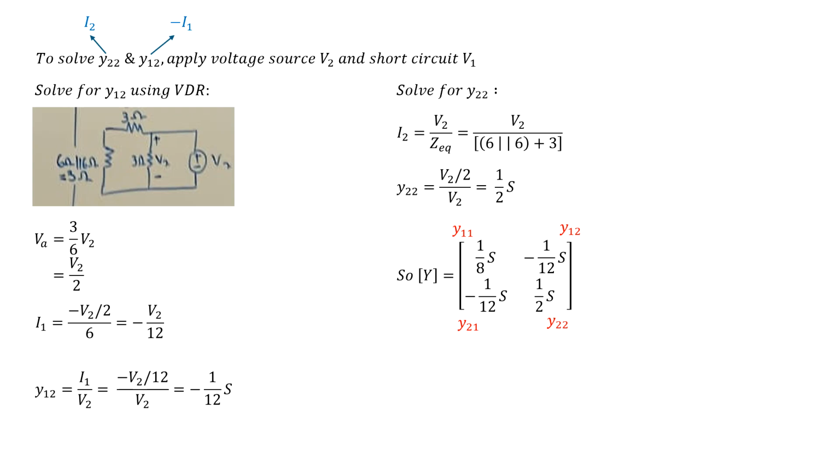Then, once you've obtained the values for y11 up to y22, you can put them inside a matrix form, where y is equal to 1/8 Siemens, negative 1/12 Siemens, negative 1/12 Siemens, and 1/2 Siemens. For the y parameters, remember the units are in Siemens because y is admittance.